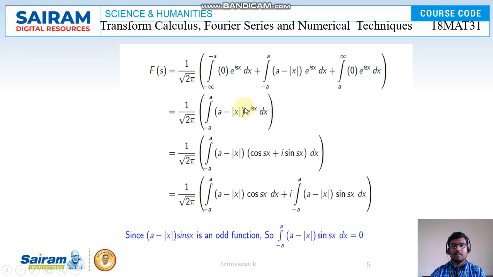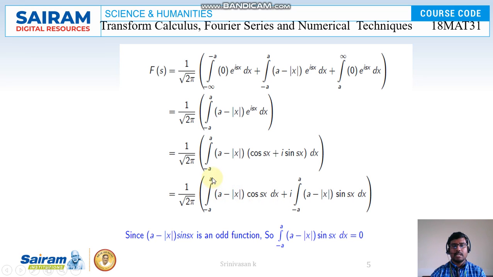See here, e power isx is e power i theta. We know e power i theta equals cos theta plus i sin theta. Here theta equals sx. Next I split these two terms: one is the cos term, another is the sin term. So this is the cos term and this is the sin term.